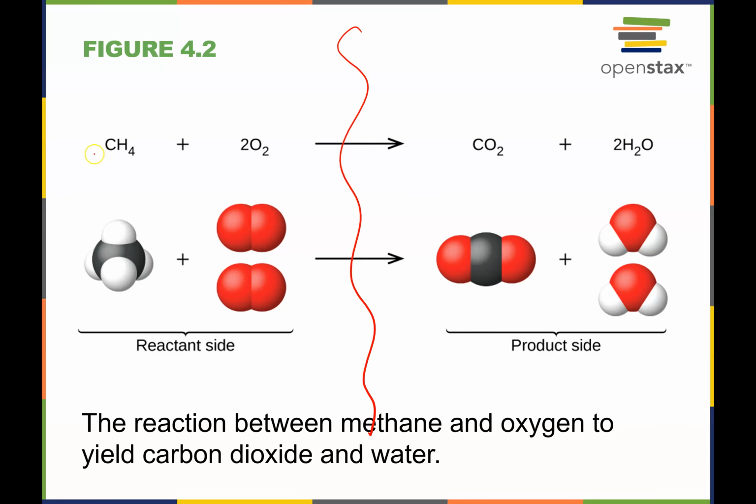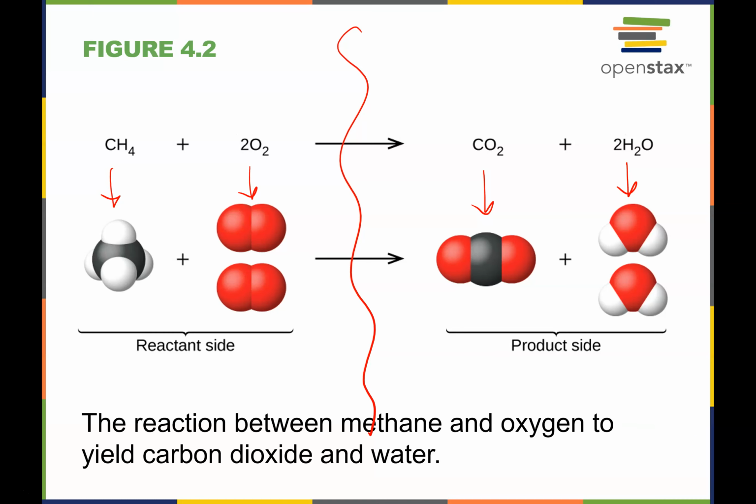And here we have methane represented here. 2 molecules of O2 represented here. 1 molecule of CO2. 2 molecules of H2O. So if we count the black, I got 1 black ball on both sides, that's my carbon. Looks like I got 4 white balls, those are my hydrogens, and I got 4 red balls, which are my carbons. You guys okay with that?